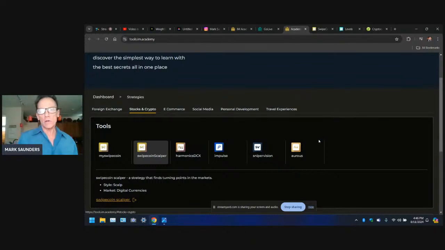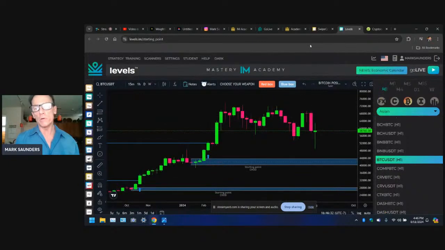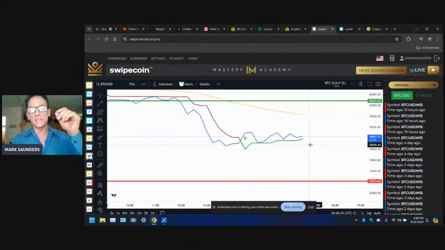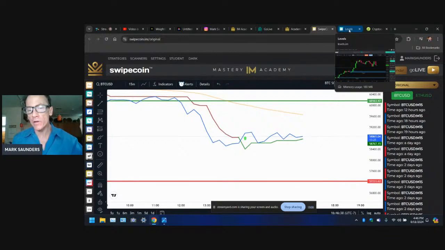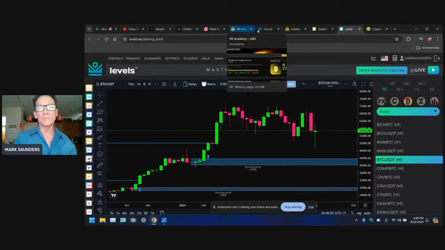So like right here, I'm using Swipecoin and Levels, but we're both looking at Bitcoin. This is the same asset. This is Bitcoin on the 15-minute time frame using one AI. This is Bitcoin on the weekly time frame using a totally different AI, right? So it all depends on what you're looking for, right? I feel like it's important to know.